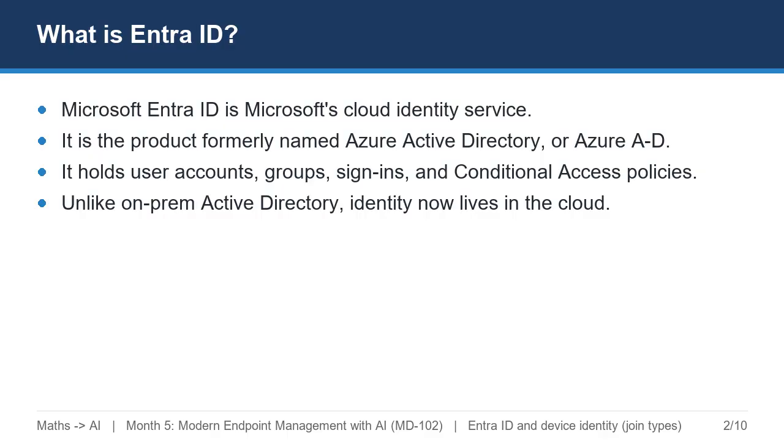Let's start with the name. Microsoft Entra ID is just the new name for Azure Active Directory. Same tenant, same accounts, same tokens, only the branding changed. This is where your users' accounts live, where their sign-ins are checked, and where conditional access decides whether a sign-in is allowed. The big shift from classic on-prem Active Directory is that identity now lives in the cloud, and devices can register themselves with it.